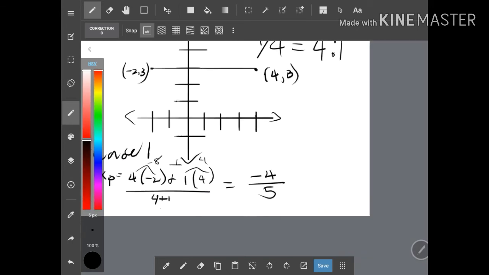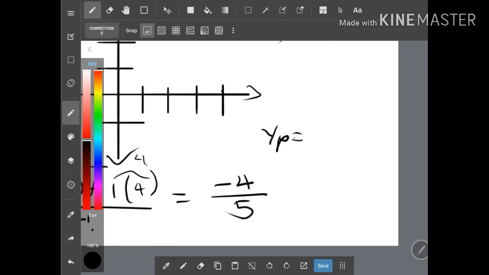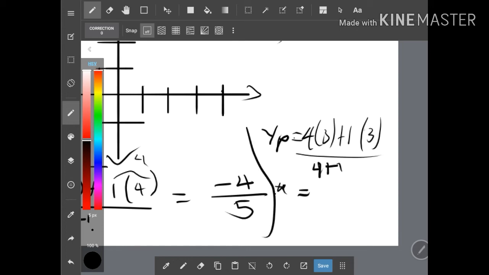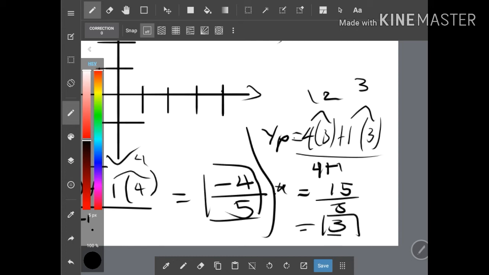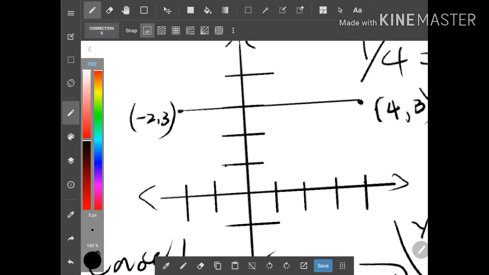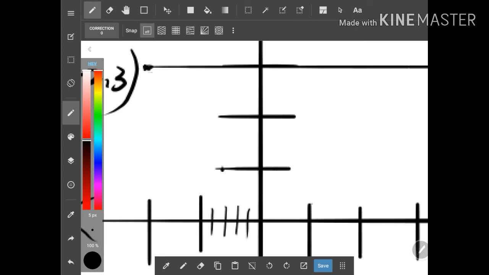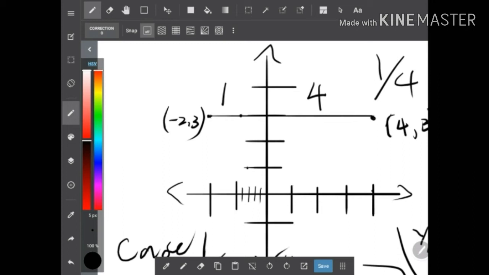Now we will get y of P. y of P is equal to m times y of 2 plus n times y of 1 over m plus n. Substitute the values, we will get y of P equals 4 times 3 plus 1 times 3 over 4 plus 1. 4 times 3 is 12 plus 3 over 5. 12 plus 3, we will get 15. Divided by 5, we have 3. y of P is equal to 3.